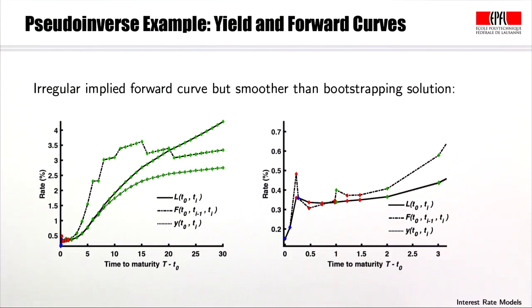Summarizing, the pseudo-inverse provides a valuable alternative to the bootstrapping method. It is an exact method that is very simple to implement and that yields the smoothest possible yield curves.